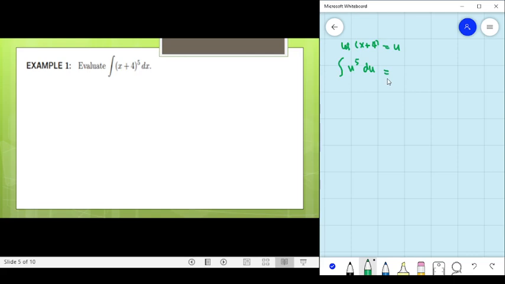Which is similar to u to the 5 plus 1 all over 5 plus 1 plus c, which is similar to u exponent 6 over 6 plus c. And since u is equal to quantity x plus 4, so we replace it again, so to the 6 all over 6 plus c. So therefore, this will be our final answer. Quantity x plus 4 to the 6 all over 6 plus c.